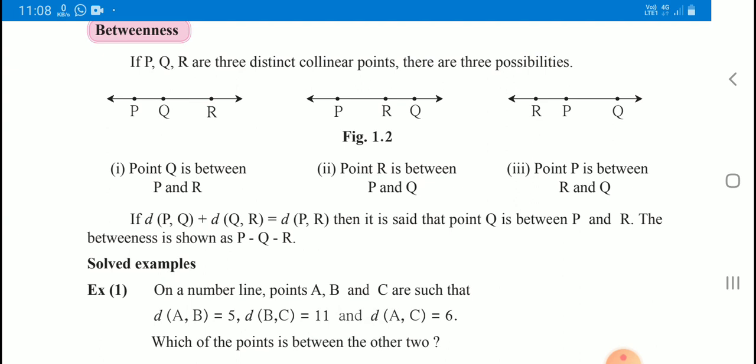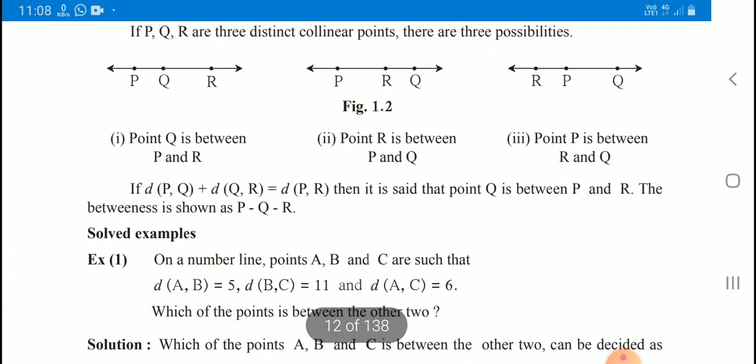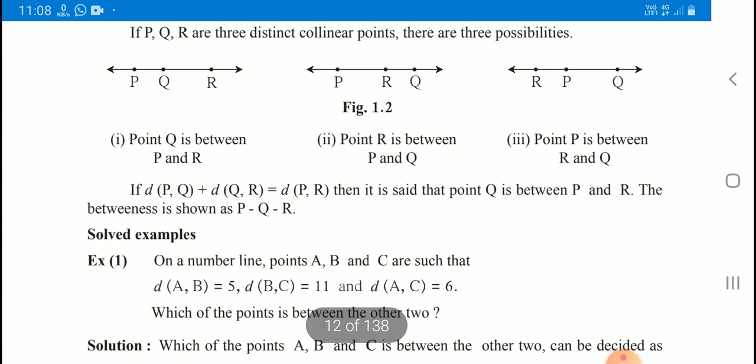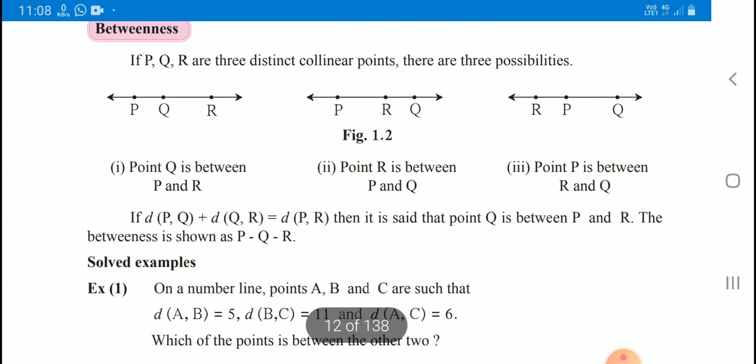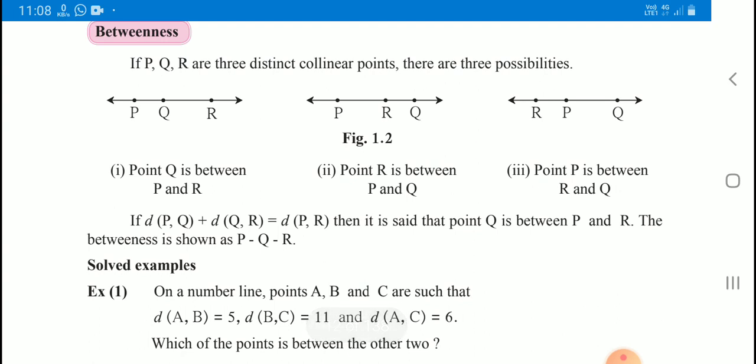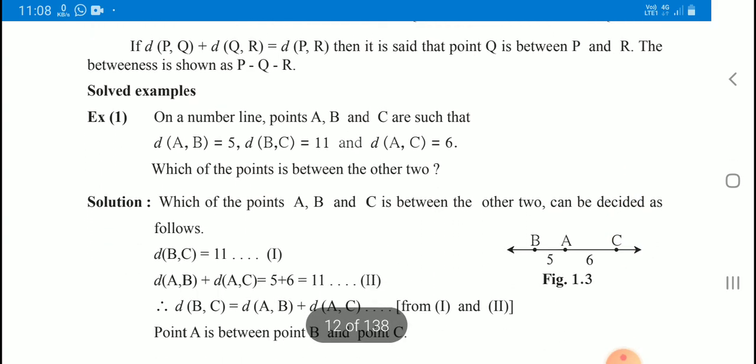And third one, distance RP plus distance PQ is equal to distance RQ. So in the first figure Q is in between P and R, in the second figure R is in between P and Q, and in the third figure P is in between R and Q. So we can say P-Q-R, second P-R-Q, and third R-P-Q. Now we will see some examples solved in your book.